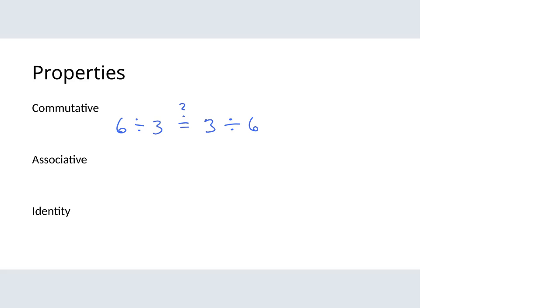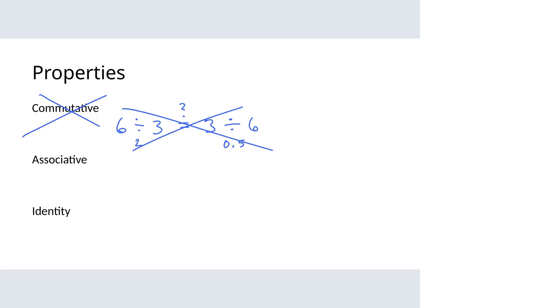Nope. I agree with you, Nicole. This would be false. 6 divided by 3 would be 2. 3 divided by 6 would be 0.5. Those are not the same as each other. There is not a commutative property for division. We can't just divide numbers in any order we want. We can multiply them in any order, but we can't divide them in any order we want.